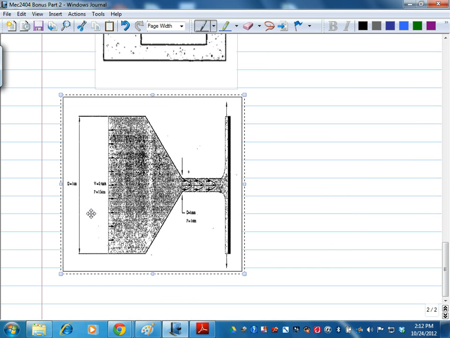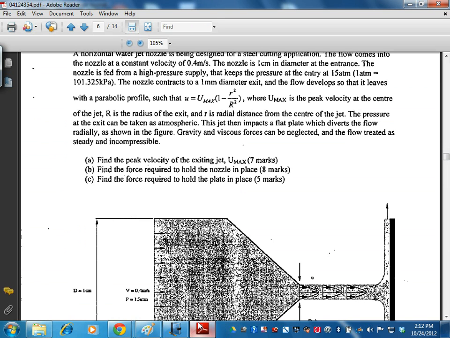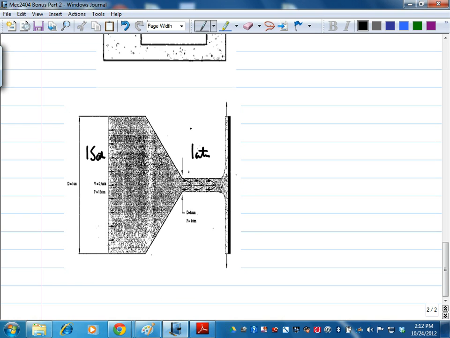Okay. So it comes in here. 15 atmosphere. Here it's 1 atmosphere. Here 1 or 0? The nozzle is at high pressure, but it keeps the 15 atmosphere. Is that 15 atmosphere gauge or absolute? Normally it's gauge. Alright. So you can either do 15 and 0 or 16 and 1.